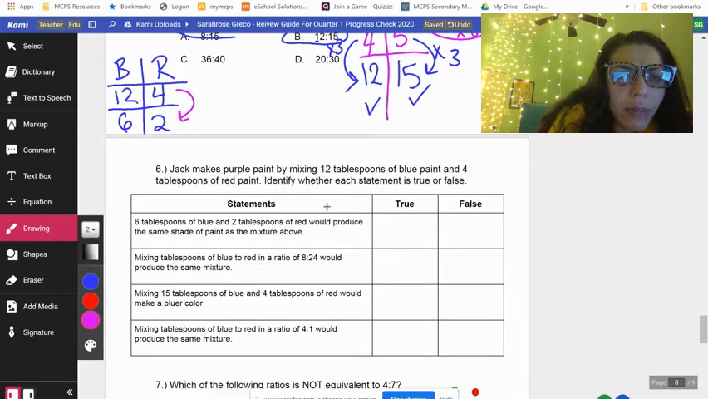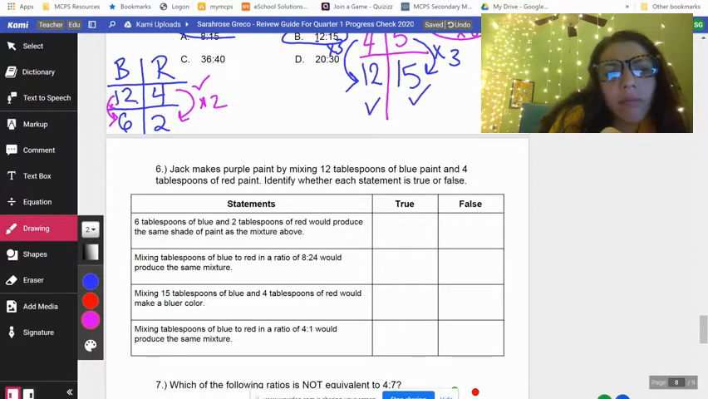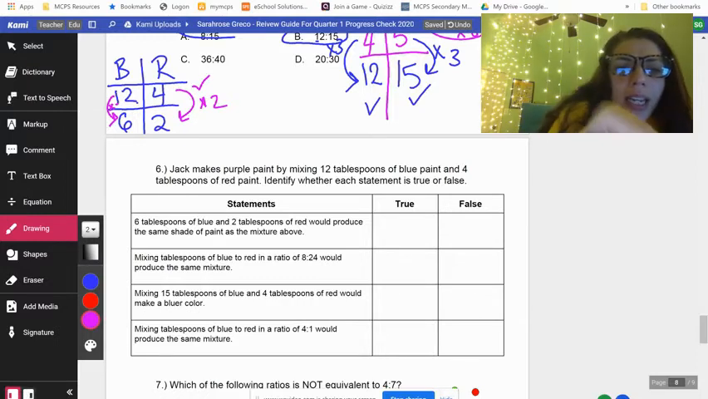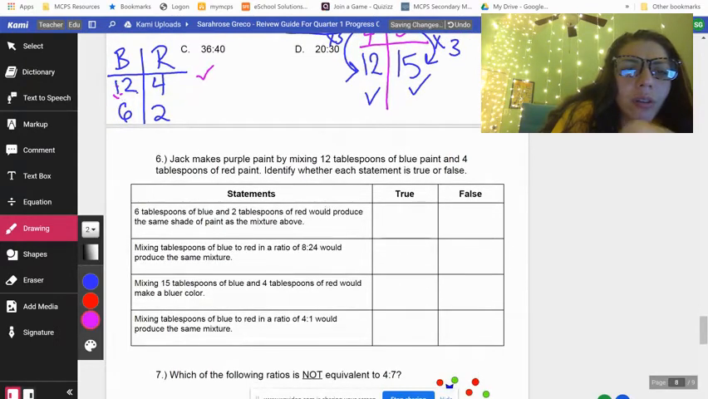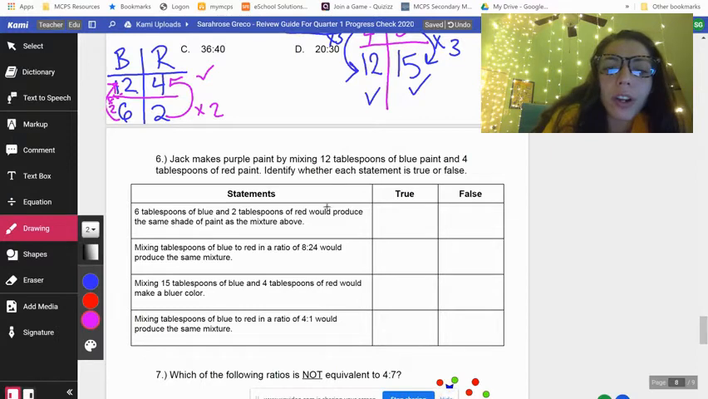Okay, not times. My mistake. We can actually just go backwards. So if I go from 2 to 4, 2 times 2 is 4, and 6 times 2 is 12, and that works. So that answer is true.